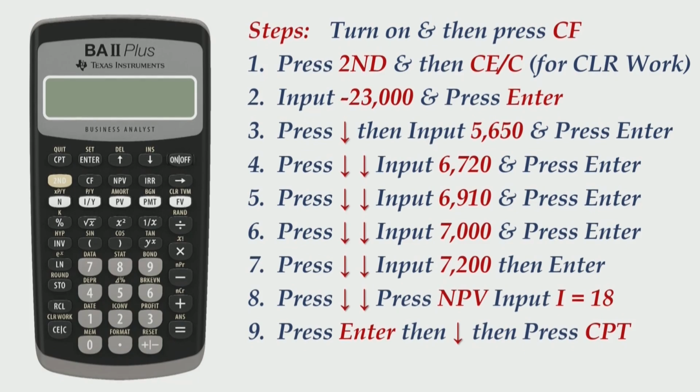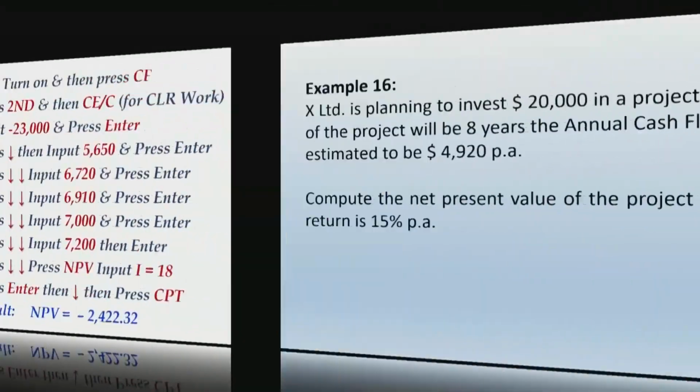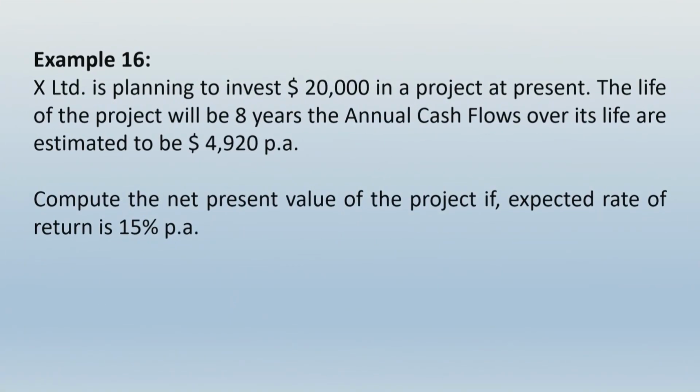You know the fact that NPV is not 0. You need to compute it, and for computation you press CPT, and you will obtain the result on your calculator as NPV equals to negative 2422.32. Let us move ahead to the next example, that will be example number 16.